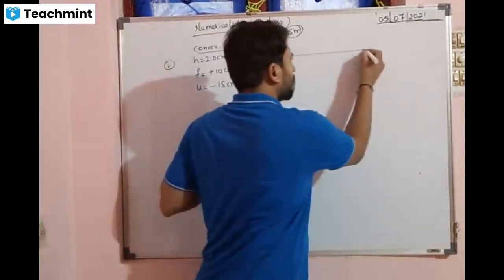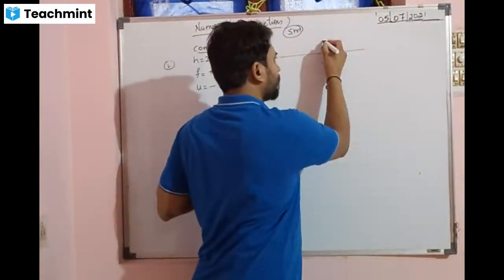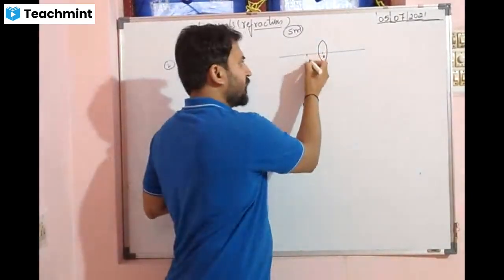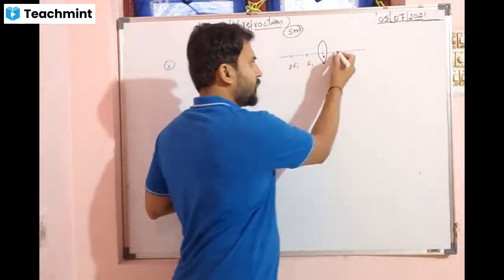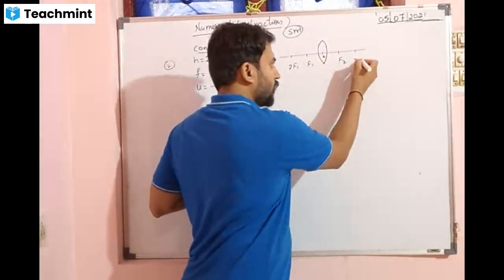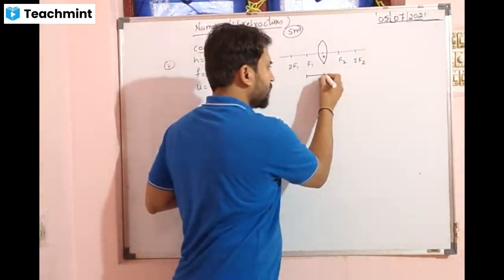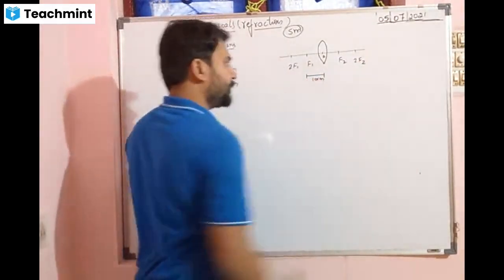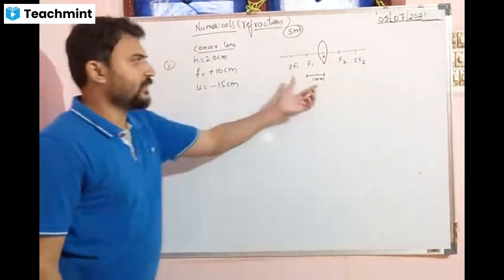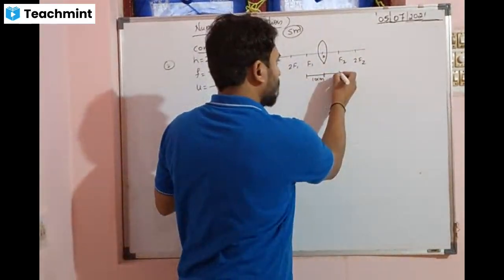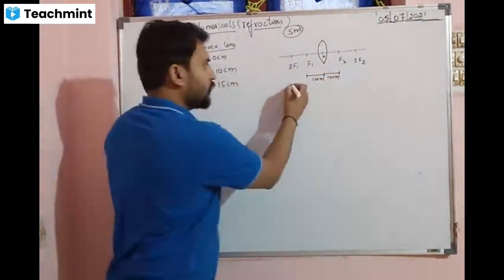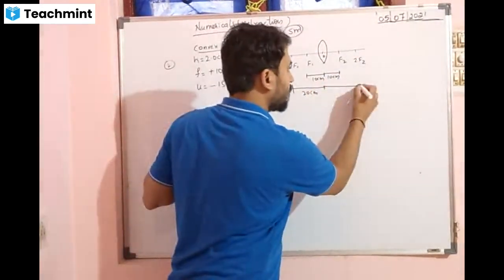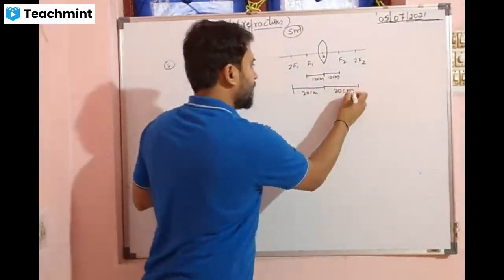So let us draw this diagram now. Shall I draw the diagram or no? You will understand it clearly. So this is the optic center. This is F1, 2F1, F2, 2F2. The distance between these two is the focal length. What is the focal length? 10 centimeter. You can take either this side or this side. 10 centimeter. So 2F will be 20 centimeter, and here 2F2 is also 20 centimeter.